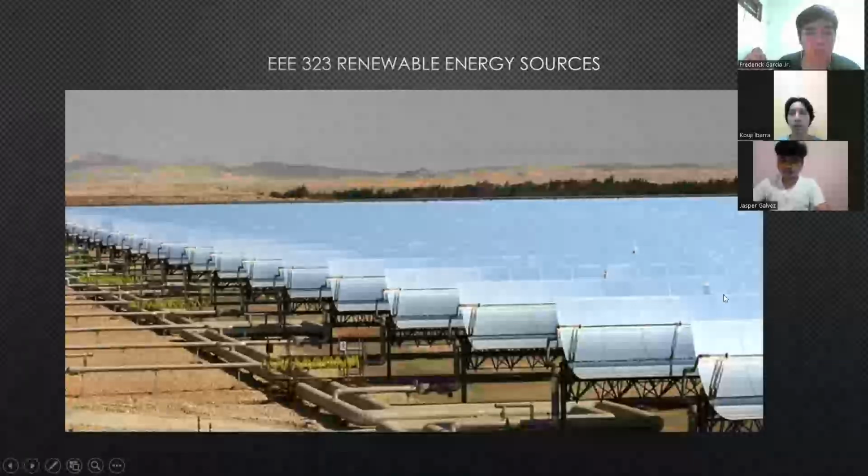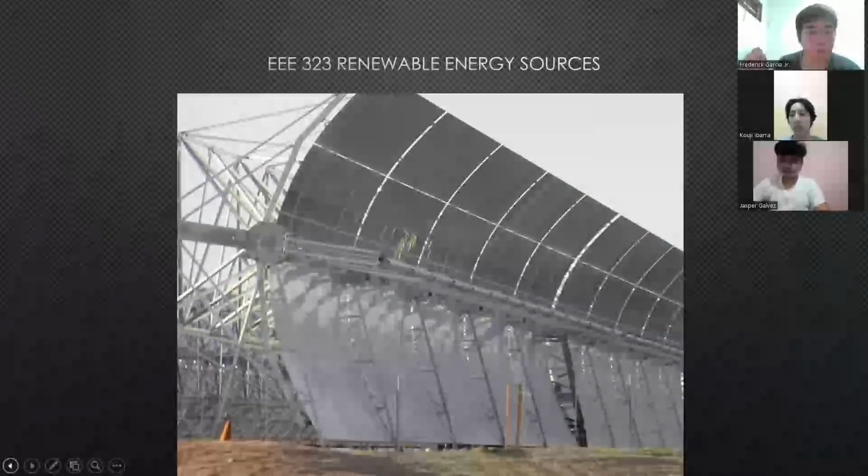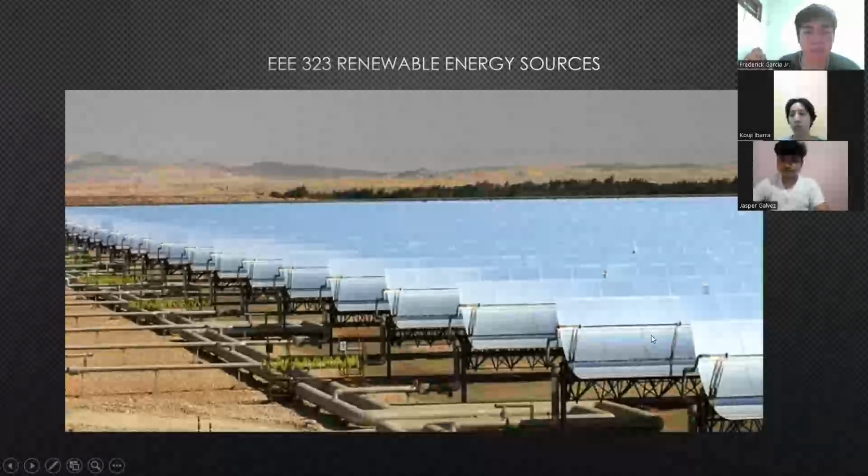Here is another sample of parabolic troughs in a different orientation. You can see these things are actually not hard mounted. They can move about. They actually track the sun. And here we see the piping for the superheated liquid.